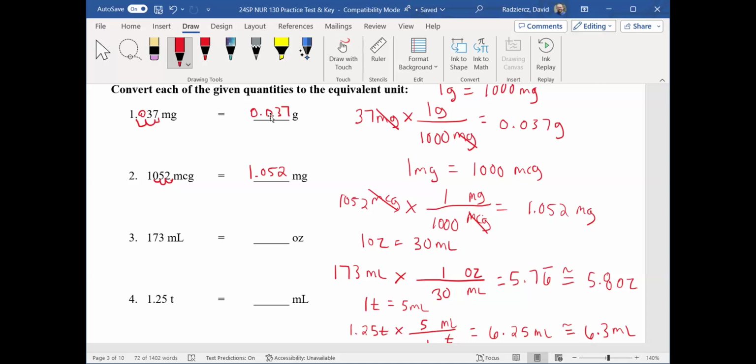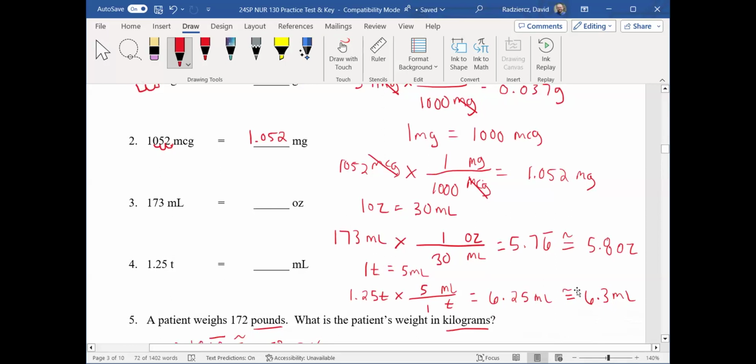Okay. Now, if I'm going between units, so let's say I'm going from milliliters to ounces, or teaspoons to milliliters, then you would round to the nearest tenth, depending on if you needed to. So for this example, number 3, I wrote it out. 173 milliliters divided by 30 gives us 5.766666666. We're going to round that final answer to 5.8 ounces because that's what you're supposed to do. Same thing with this teaspoon one. You're going to round it to the nearest tenth because that's what your rounding rules tell you to do.